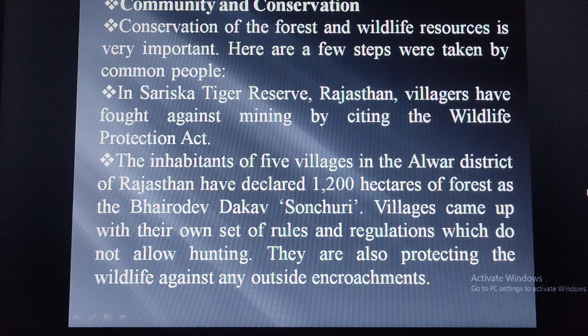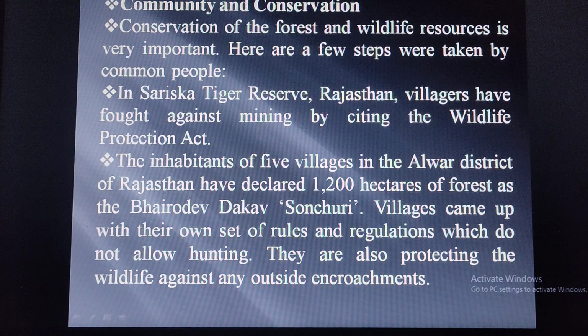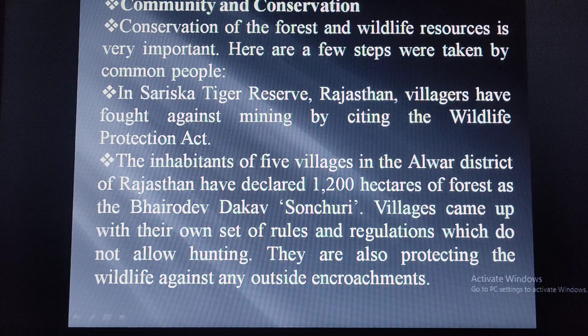The inhabitants of 5 villages in Alwar district of Rajasthan have declared 1,200 hectares of forest as the Bhairavdev Dakav Sanctuary. The villagers came up with their own set of rules and regulations which do not allow hunting. They are also protecting the wildlife against any outside intrusion.